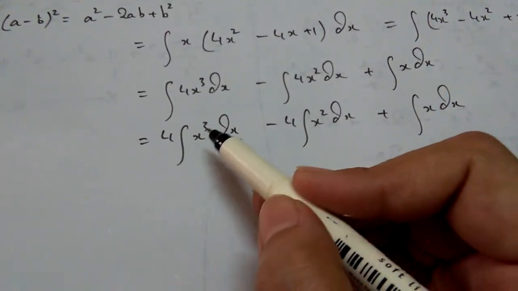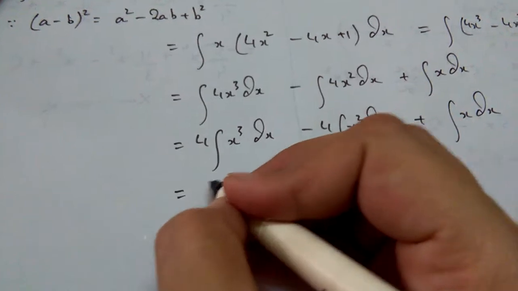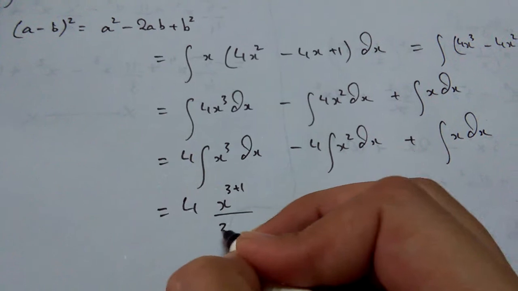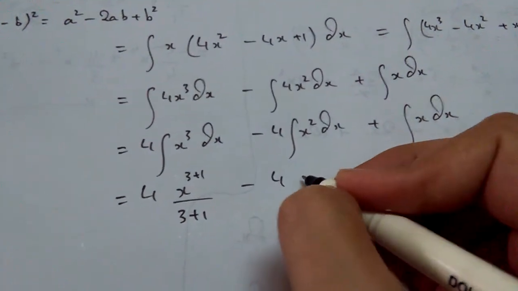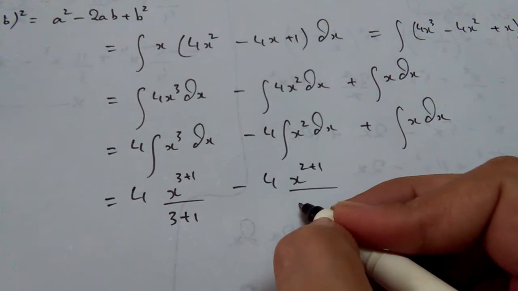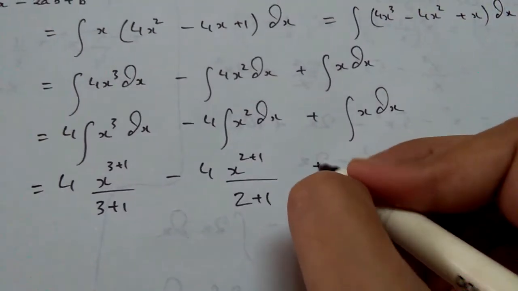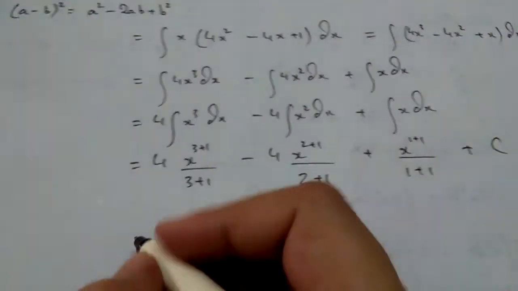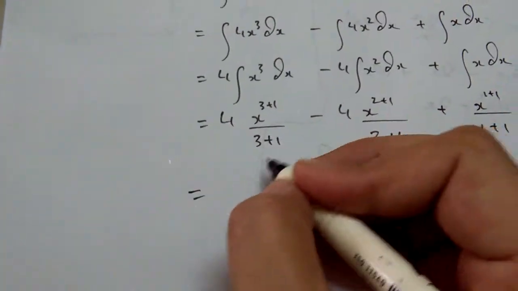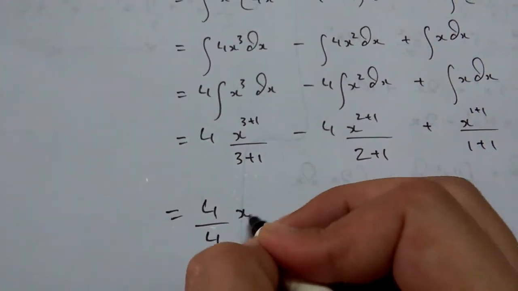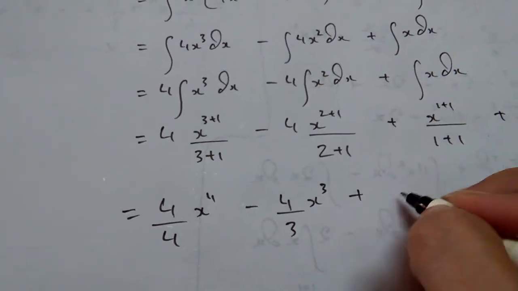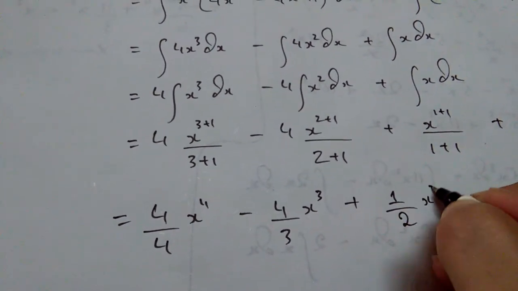Okay, now once again you can see that this is the format of integral x power n. So you're going to use the same formula once again, and it is x^(3+1) upon 3+1. That's how it looks like, x^(2+1) upon 2+1, and this is x^(1+1) upon 1+1 plus a constant. Okay, so this is now 4 upon 4 x power 4 minus 4 upon 3 x cubed plus 1 upon 2 x squared plus c.